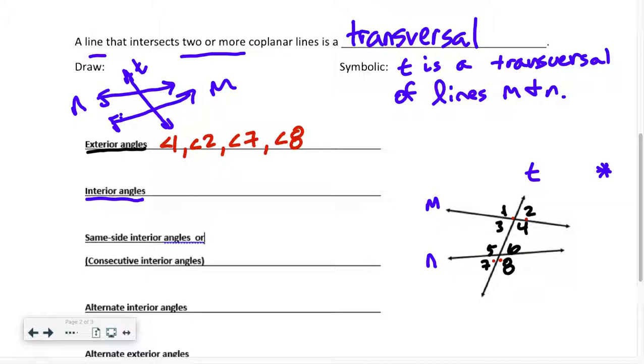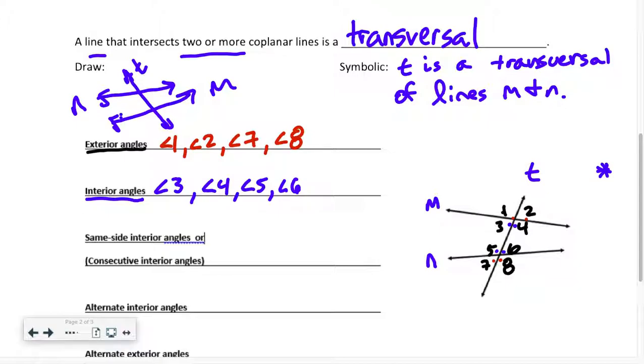Then my interior angles would be the angles that are inside, or in between, my two lines. So 3, 4, 5, and 6 are interior angles. They're between M and N. So angle 3, angle 4, angle 5, and angle 6 are what we call interior angles. They're inside of M and N.